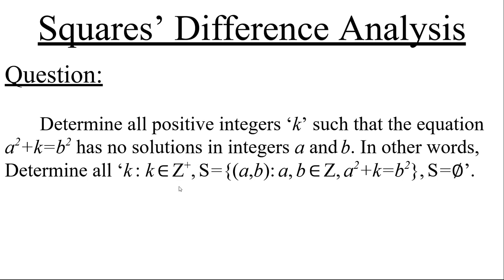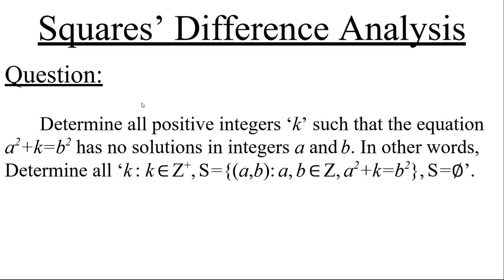Z plus, which is the positive integers, and S is a set of tuples a and b, and these tuples are such that a and b are integers, and a squared plus k is equal to b squared. Now this part is important. So the set S here is a null set, meaning there are no possible tuples a comma b. So what we have to do is determine all positive integers k such that this set S is a null set. Let's see what we can do.